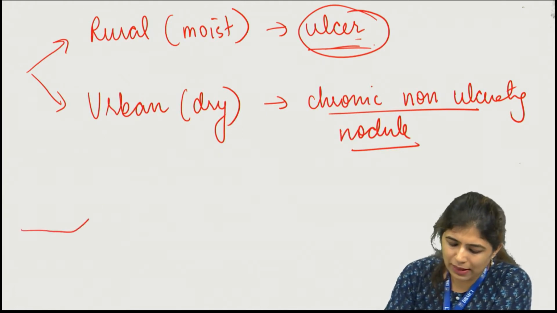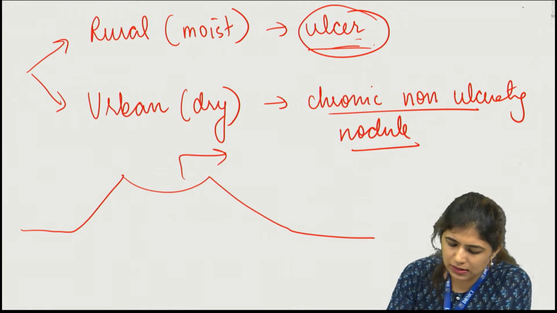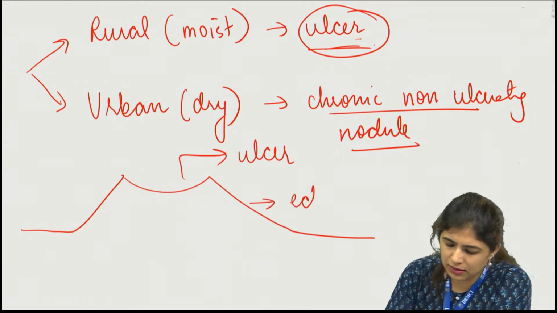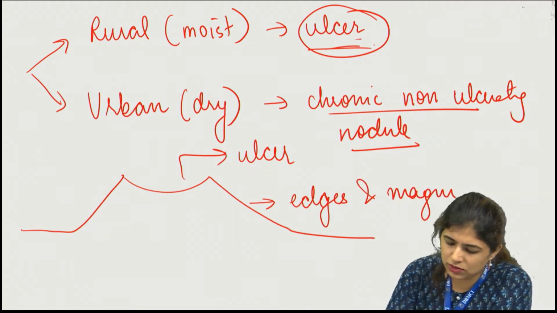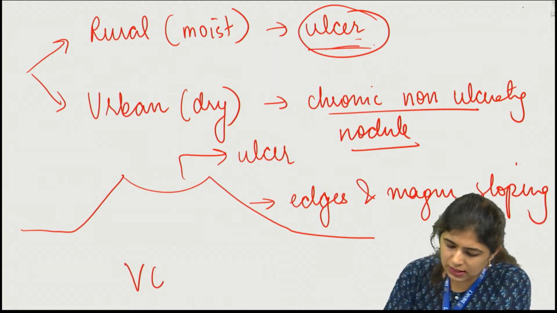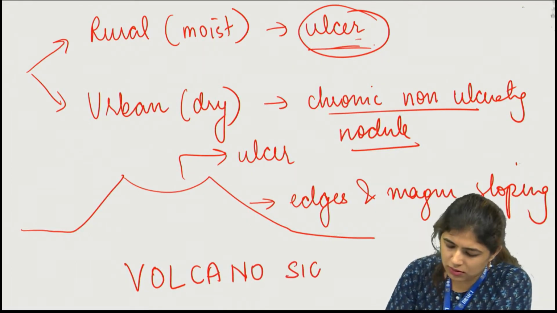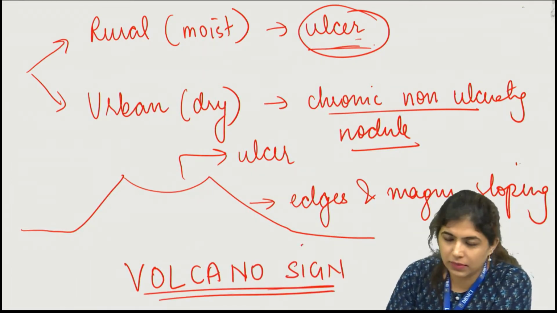Ulcer, when it happens, generally happens like this. This is the ulcer here, and these are the edges and the margins which are sloping. Because of this, it is also called the volcano sign. Clear?